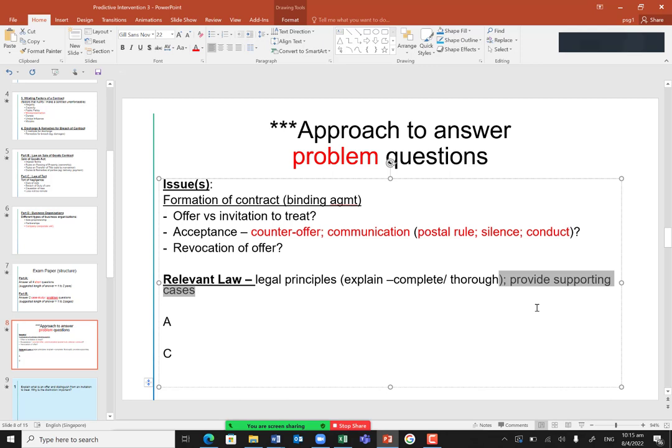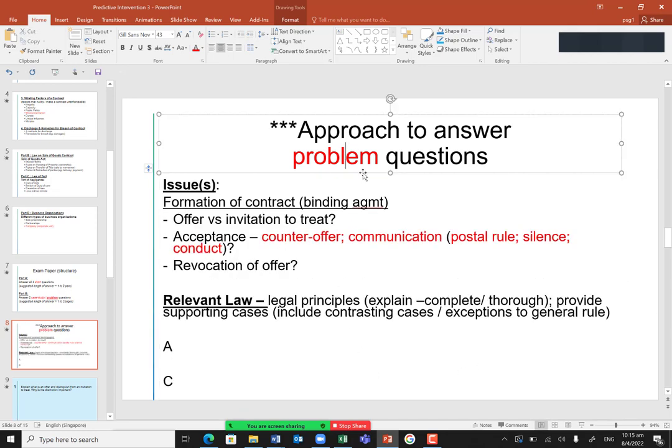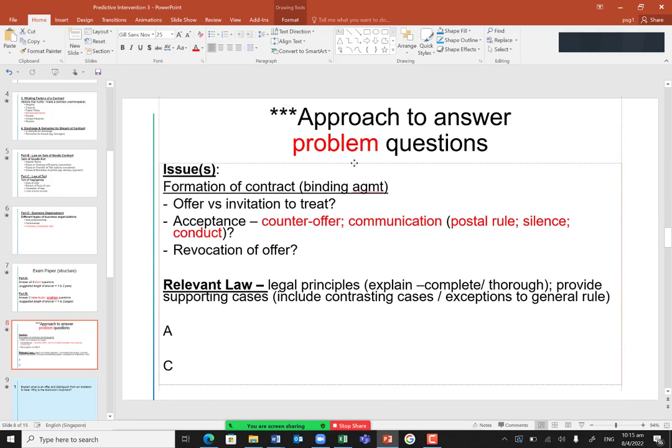Now, when we discuss this part of relevant law, you may find that there could be contrasting cases. So now I add on to you as well, to include contrasting cases. These are cases that represent the exceptions to the general rule. You would remember that for every general rule, there will be exceptions. For every one case that says something, there could be another case saying something else. The good student will be able to talk about one case that says something. The better student will be able to talk about a contrasting case that says something different, that lays down the exception.